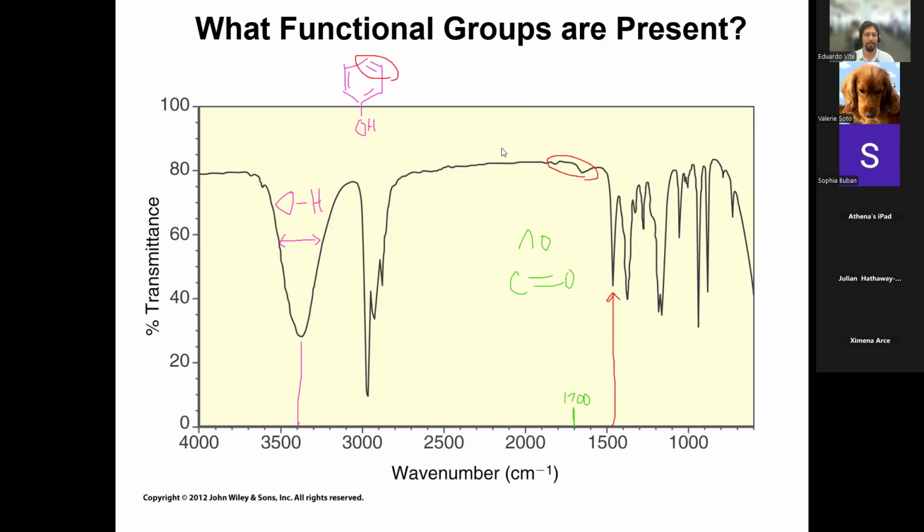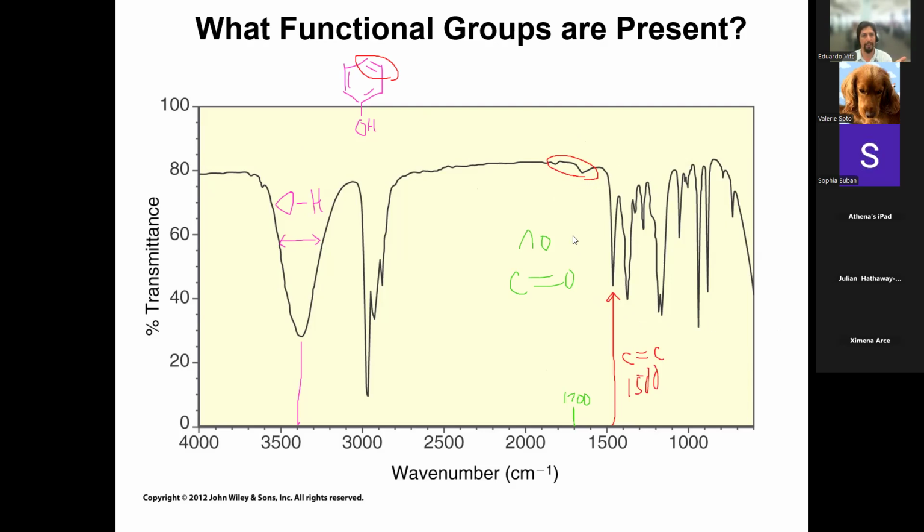to say with about 80% confidence that this is probably a phenol and this is probably an aromatic ring, and that can be confirmed by this carbon-carbon double bond sharp peak at 1500. Okay. Do I know for sure? No. How would I confirm? I would do more analysis.